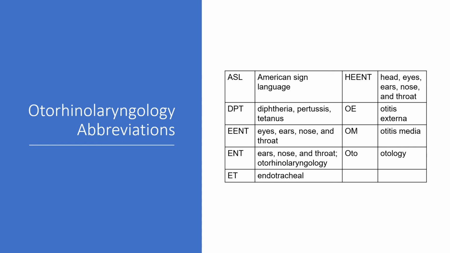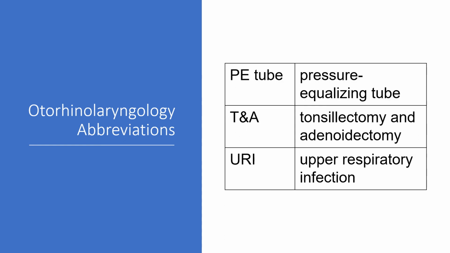Here are some common otorhinolaryngology abbreviations. ASL for American Sign Language, DPT for diphtheria, pertussis, tetanus, EENT, eyes, ears, nose, and throat, ENT, ears, nose, and throat, or otorhinolaryngology, ET, endotracheal, HEENT, head, eyes, ears, nose, and throat, OE, otitis externa, OM, otitis media, OTO, otology. PE tube, which is a pressure equalizing tube, TNA, tonsillectomy and adenoidectomy, URI, upper respiratory infection.